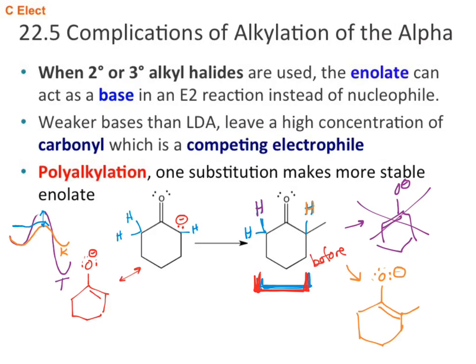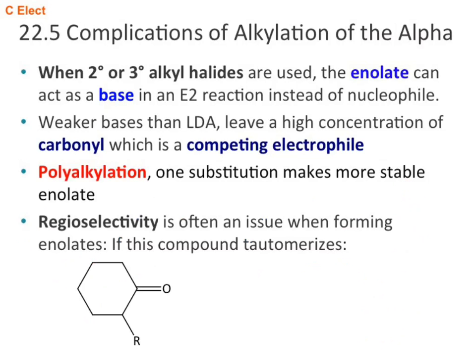Okay? The other way that we can limit it is we can go through and change the characteristics of our enolate. Instead of being an enolate, maybe we can change that oxygen to something else, say like a nitrogen. Okay? Whoops, which we haven't quite done yet. The next issue is regioselectivity. We will address both polyalkylation and regioselectivity in the next section here.